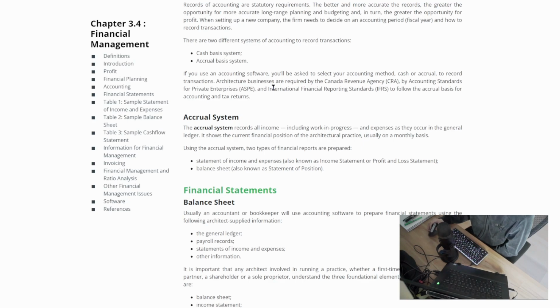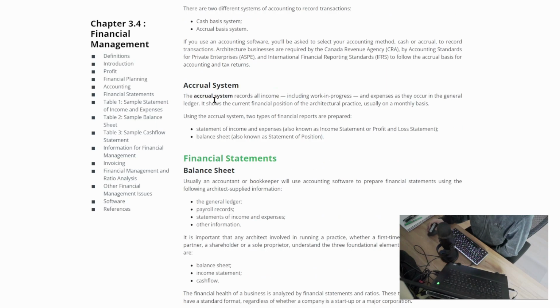Architecture businesses are required by the CRA, Canada Revenue Agency, by accounting standards for private enterprises, ASPE, and International Financial Reporting Standards, IFRS, to follow the accrual basis for accounting and tax returns.